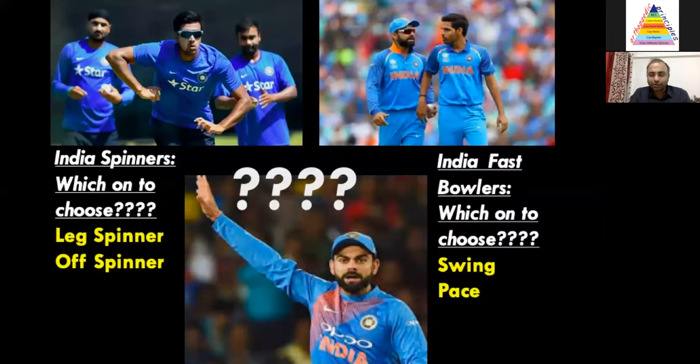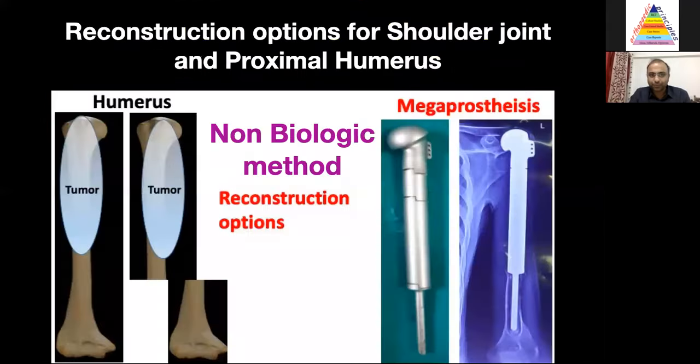What are the reconstruction options that can be used in orthopedic oncology? Here we can see a tumor involving the humerus, and we have the option of using a megaprosthesis, that is a non-biologic method. A megaprosthesis is a joint in which we replace the epiphysis, metaphysis, and part of the diaphysis. Any tumor involving a joint can be reconstructed with a megaprosthesis. That is a non-biological reconstruction option.